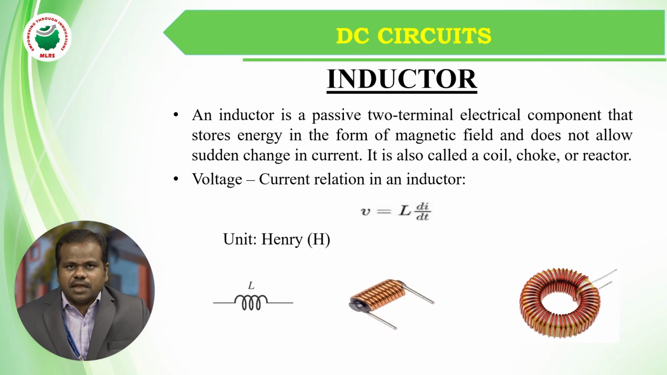Next, coming to the element inductor. An inductor is a passive two-terminal electrical component that stores energy in the form of magnetic field, and it does not allow the sudden change in current. It is also called as a coil, choke, or reactor. The voltage current relation in an inductor is given by V is equal to L into di by dt. The unit of inductance is Henry, and in the below figure, here it represents the circuit symbol of an inductor, and these are the practical examples of an inductor.